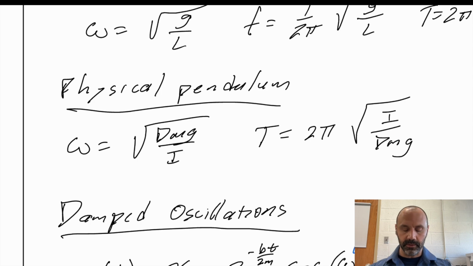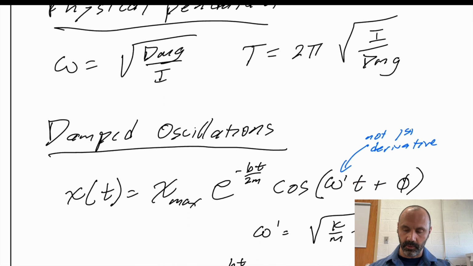The I that you're looking at here is the moment of inertia about the axis of rotation. So you've got to do some math to figure that out. Go back to the other unit to work with that one.